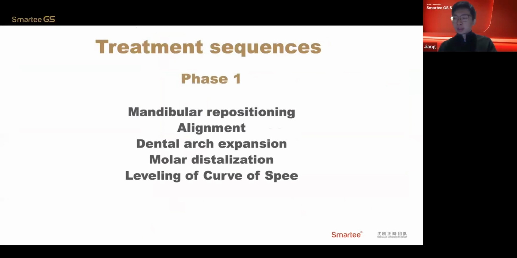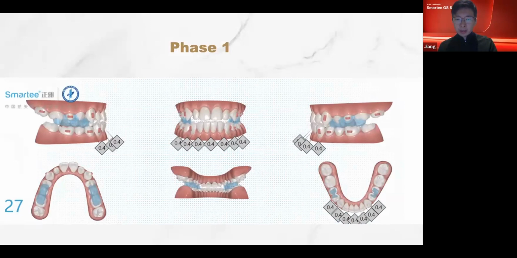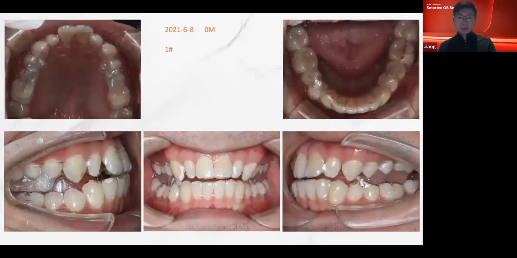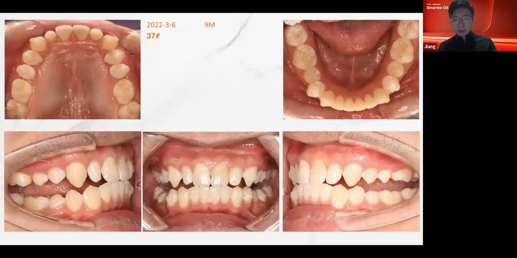So the treatment is similar to case 1. We do mandibular repositioning. At the same time, align the teeth, expand the dental arch, distalize the molars, and level the curve of Spee. We can see the phase 1 treatment plan. We are intruding the lower incisors, expanding the upper dental arch, and distalizing the upper molars at the same time. S8 in place.